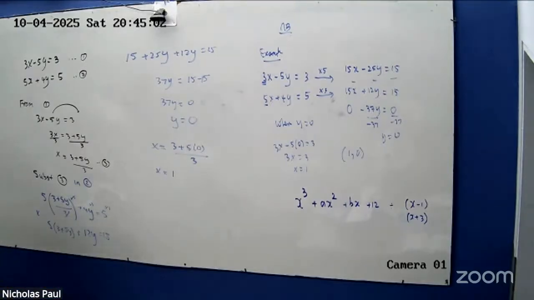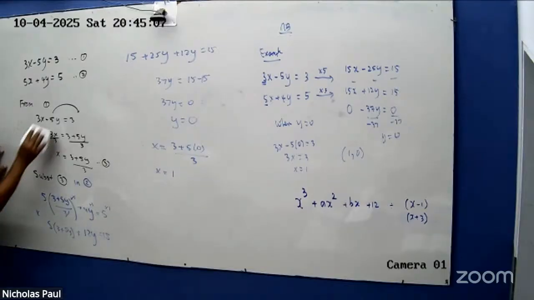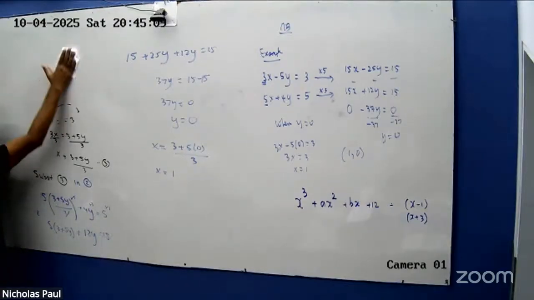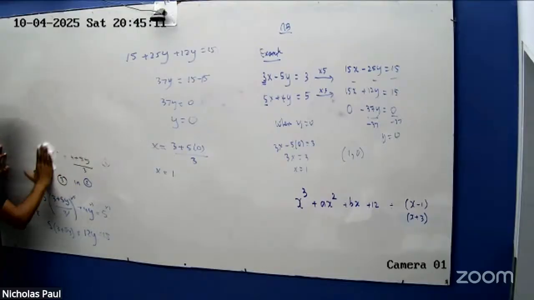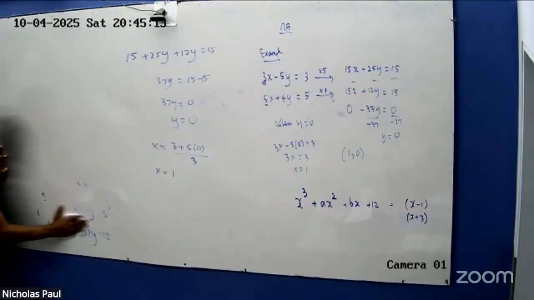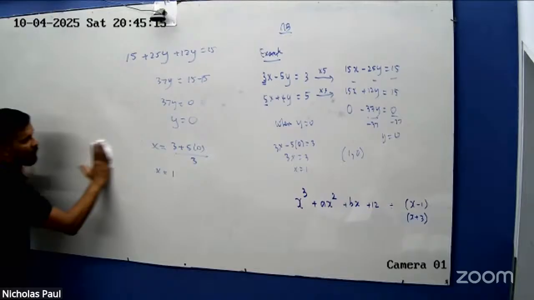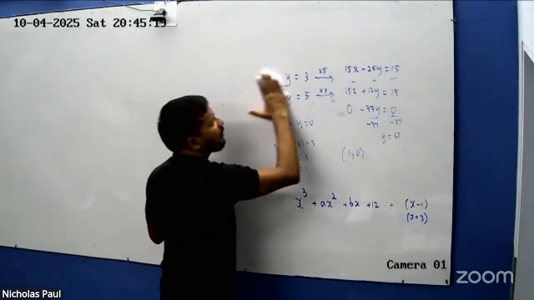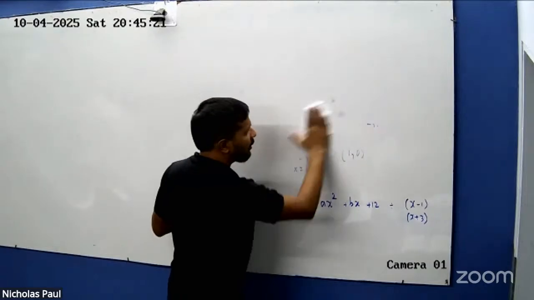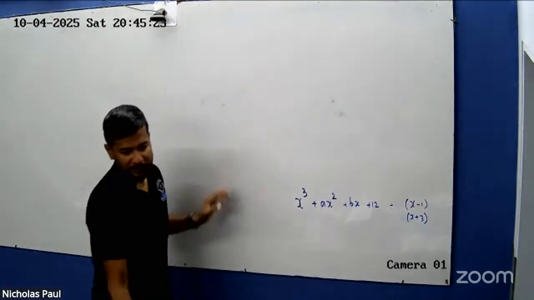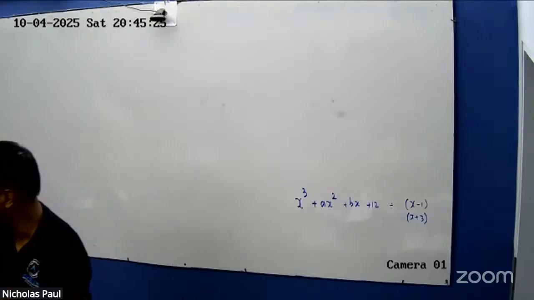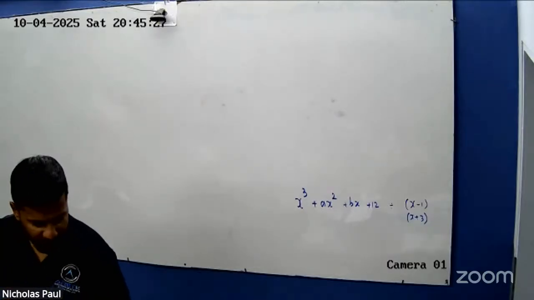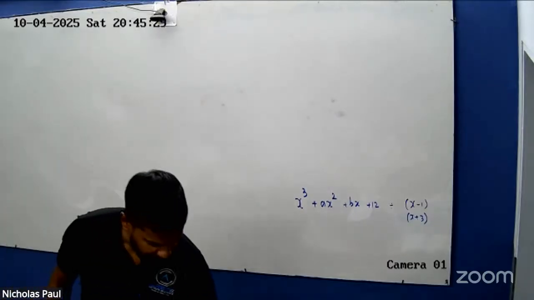Okay, part 1, find the value of a and b. And part 2 is to find the remaining factor. Take a pencil and underline what you think is important.